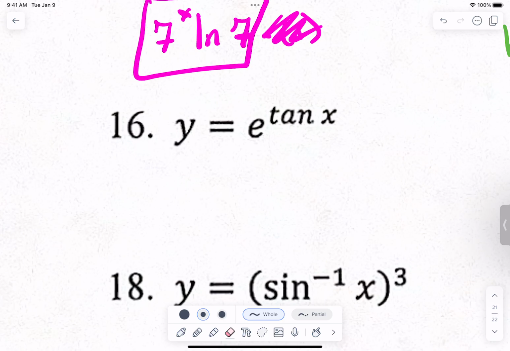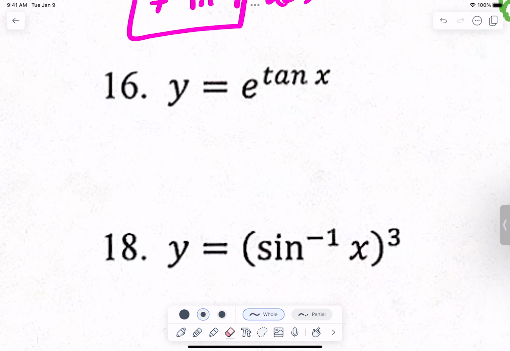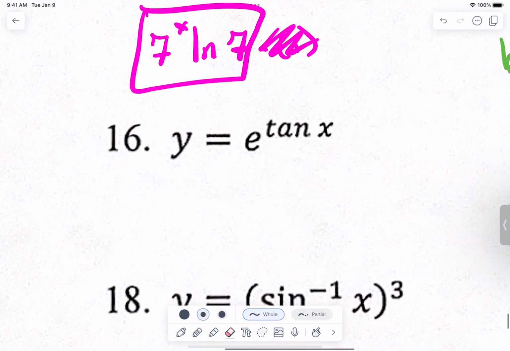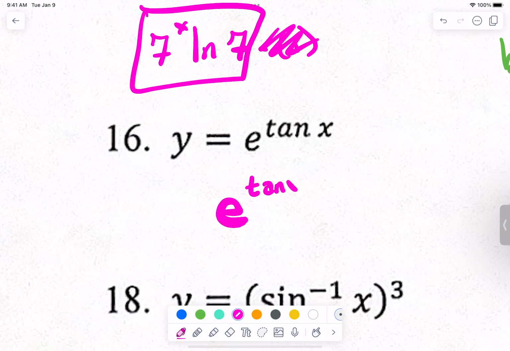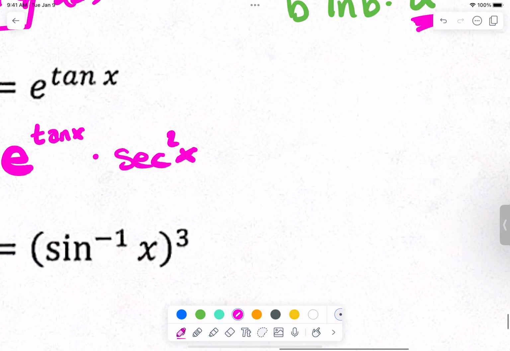Did you get it? Did you get an answer? Yeah, but x just becomes 1. No. Times the derivative of x, which is 1. Times 1. But then you don't need that part. Okay. So the derivative of e to whatever stays e to that thing. But then we take the derivative of the top. The derivative of tangent is secant squared x. And so, some people put the secant squared in the front. I would probably too.